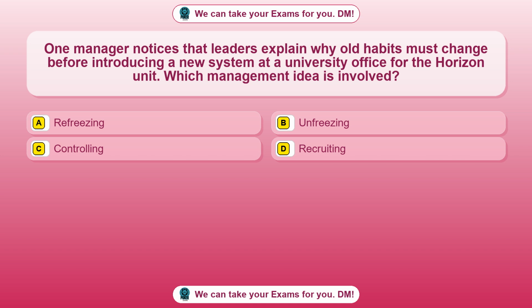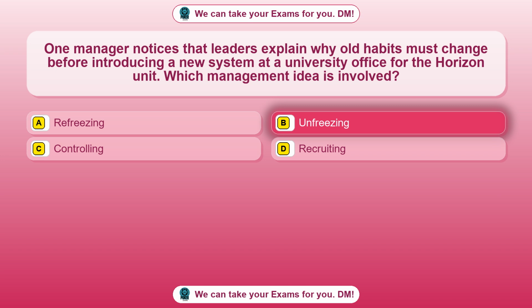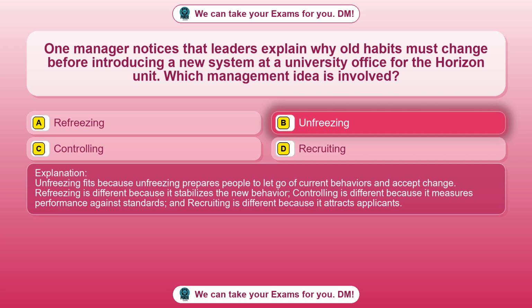Which management idea is involved? Option A, refreezing. Option B, unfreezing. Option C, controlling. Option D, recruiting. The correct answer is option B, unfreezing. Unfreezing fits because unfreezing prepares people to let go of current behaviors and accept change.